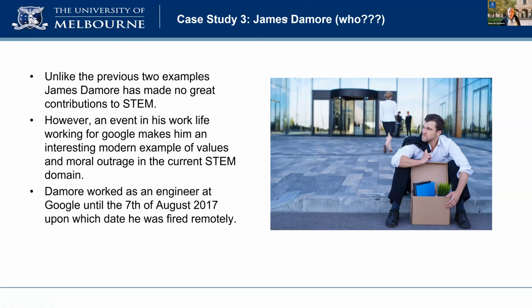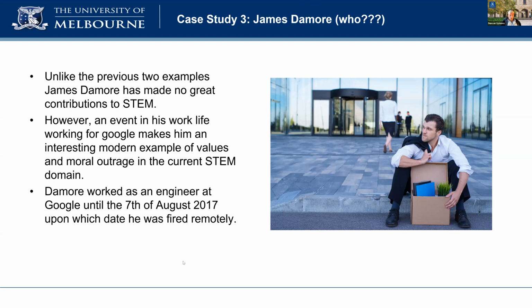Now, I'm going to introduce you all to a guy who many of you may not know. He was a software engineer at Google. His name was James Damore. And I think that anyone would say that any contributions he made to STEM and the history of STEM are nowhere near as significant as those of Alan Turing or Charles Darwin. They're not even in the same category. However, there was an event in his work life working for Google that makes him interesting as a modern example of values and moral outrage in the STEM domain.